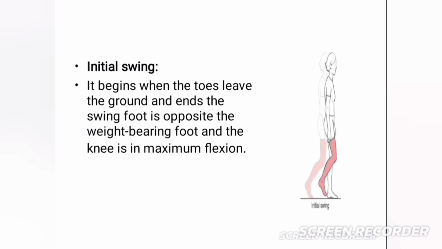Then the initial swing. Initial swing is similar to acceleration according to your traditional method. It begins when the foot toes leave the ground and ends when the swing foot is opposite the weight bearing foot and the knee is in maximum flexion. Here in this figure you can see the knee remains in maximum flexion, and your swing phase starts from the initial swing.